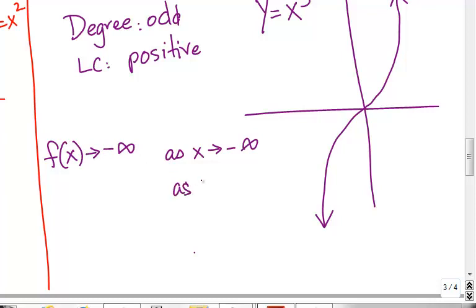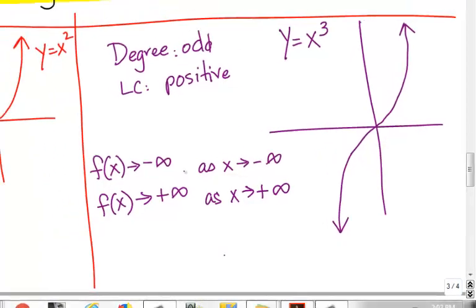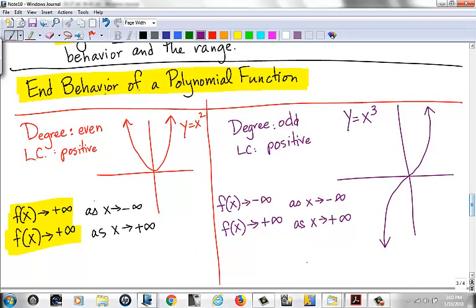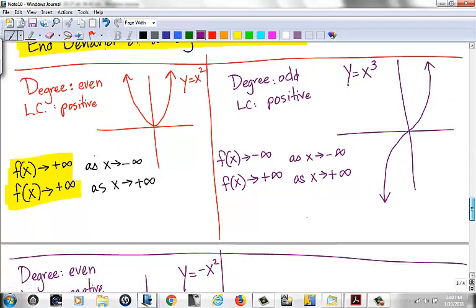As x goes to positive infinity, y goes to, okay, as x gets really large, what's y going to? It's going to positive infinity, up, right? And that works for an x to the third, an x to the fifth, an x to the seventh. Okay, let's do another one.